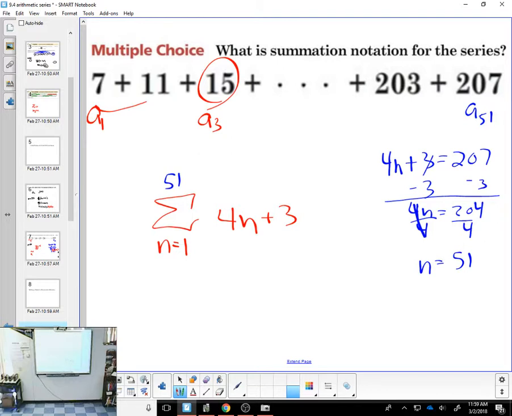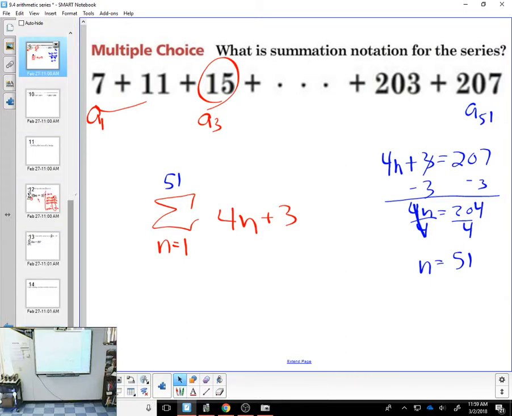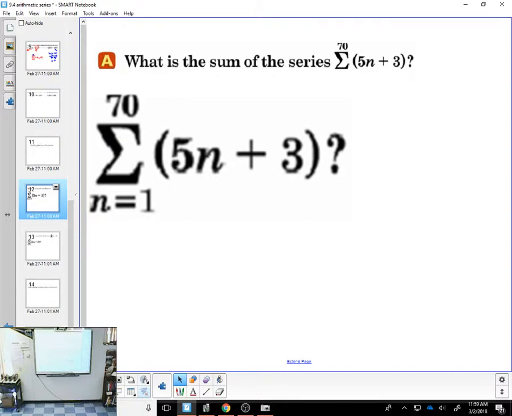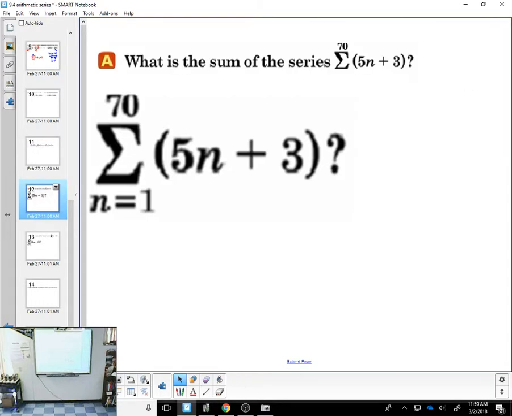Now this probably means nothing to you right now because you don't understand how it works. So I'm going to jump. I see your faces. Like, okay, what does it mean? I want to jump to here, finding the sum of a series. Okay? Here's my first example. This is already done. All the work is there. Let me tell you what it means. This is a formula.